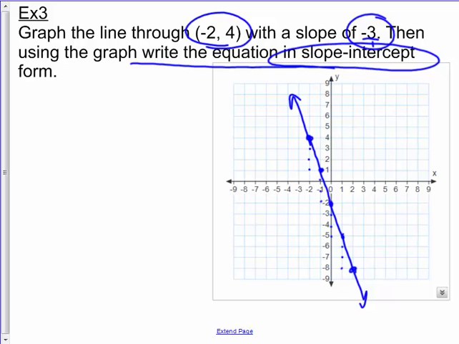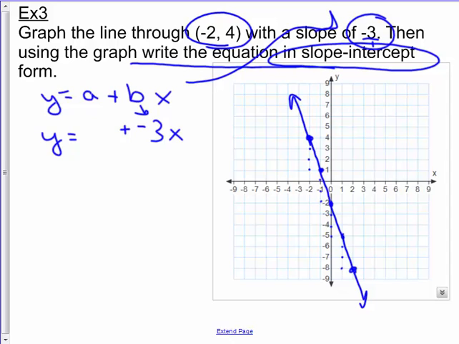Now I want to write it in slope-intercept form. That's y equals a plus bx. So I need my a, my b. My a is my y-intercept, my b is my slope. Nice thing, they already give us a slope. Slope is negative 3. Now we have to find the y-intercept.